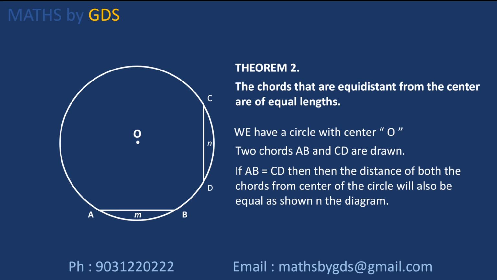See, if AB is equal to CD, then the length of the distance, or we can say the length of the perpendiculars drawn from the center to the chord, will be equal. OM will be equal to ON. We call it D, the distance of the chord from the center.